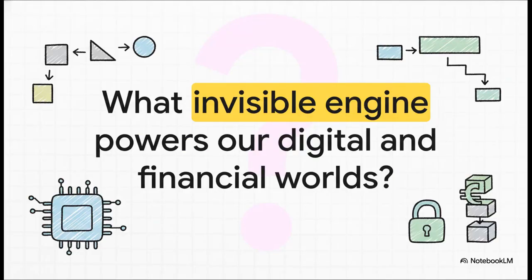Well, that brings us to our big question. What is this invisible engine? It's a special kind of mathematics that deals not with smooth, continuous lines, but with distinct, separate steps. It's called discrete mathematics, and it is the secret architect of our entire digital age.